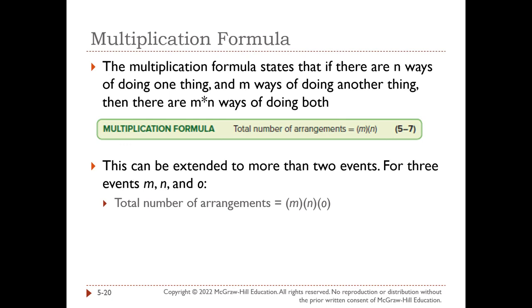So multiplication formula. Different multiplication formula. This is mostly for our tree diagrams. The multiplication formula states that if there are n ways of doing one thing and m ways of doing another thing, then there are m times n ways of doing both. This can be extended to more than 2 events. For 3 events, we have m, n, and o, just random numbers. So the total number of arrangements can be m times n times o.